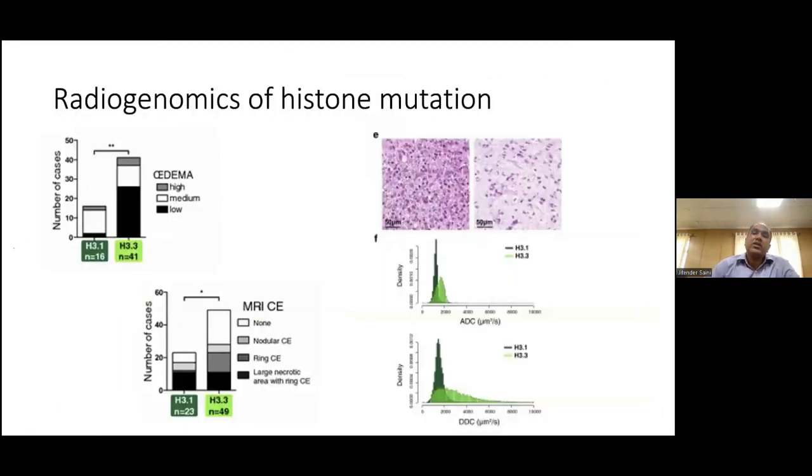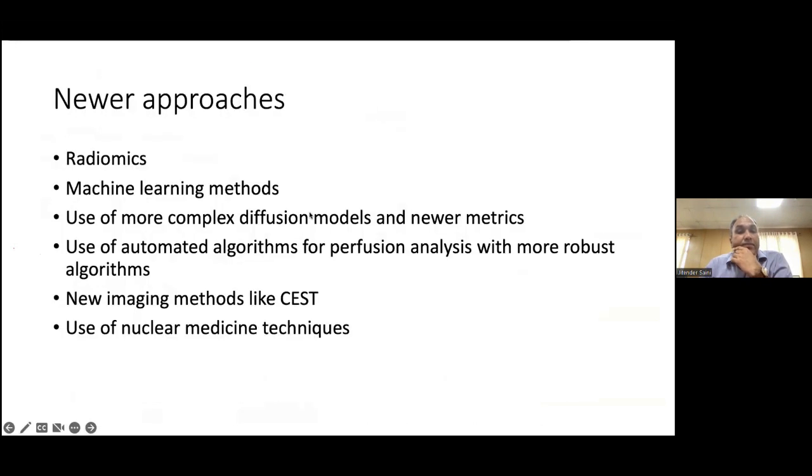Similarly, histone mutation or midline location of the tumor: if the tumor is located in the thalamus or in the pons, these are called midline gliomas, and they are characterized by the presence of two kinds of mutation, H3 histone 3.3 and 3.1. And I'll show you some examples of that.